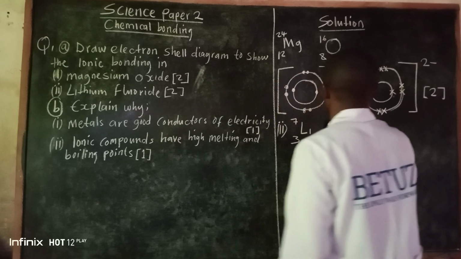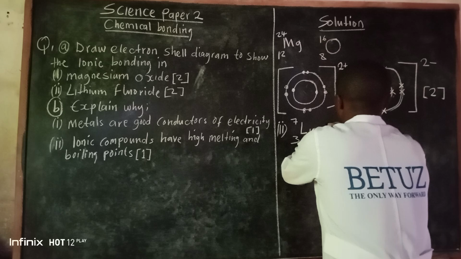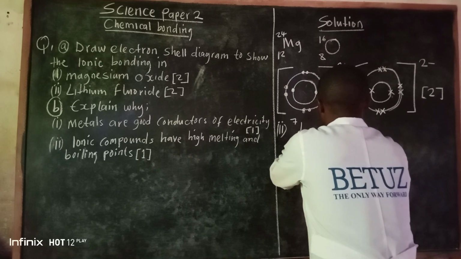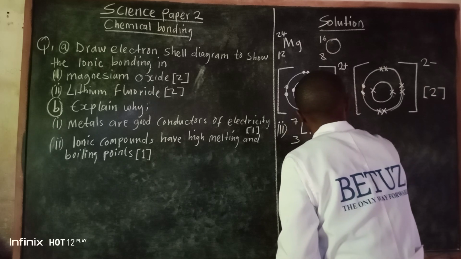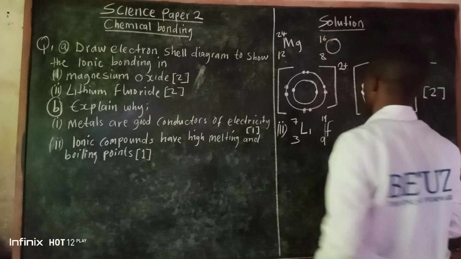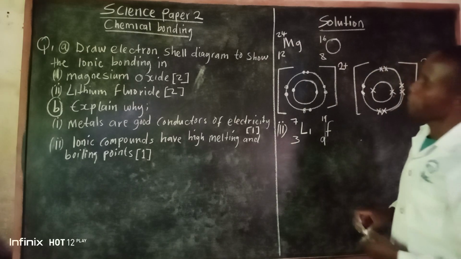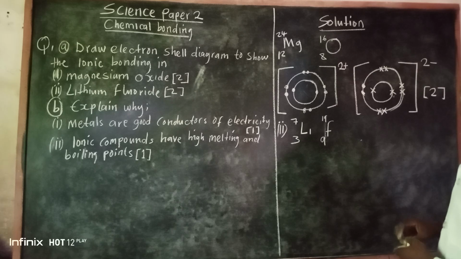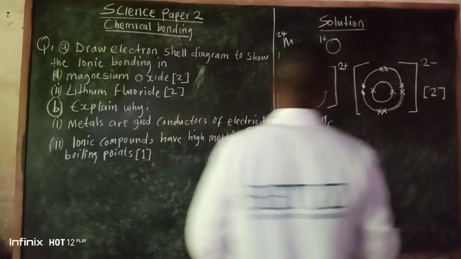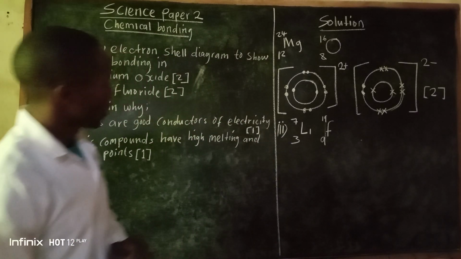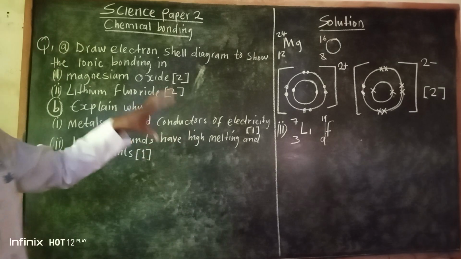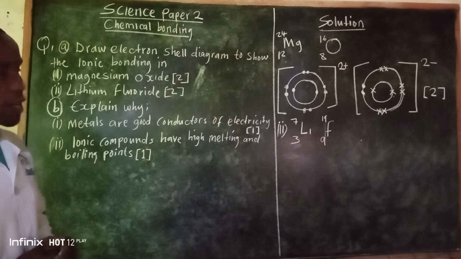Then we have 3. Then here we are going to write fluorine. This is fluorine. Fluorine has got 19 mass number, then 9 electrons. So these are the chemical formulas of those elements that reacted to come up with that compound. So now, having identified them in chemical formula, it is very easy for us that we can actually show it on the electron shell diagram.